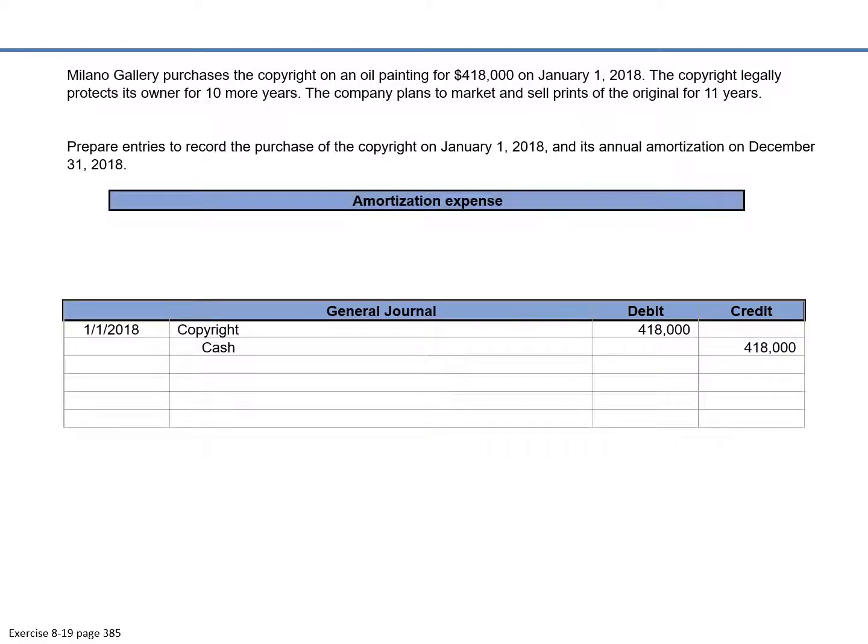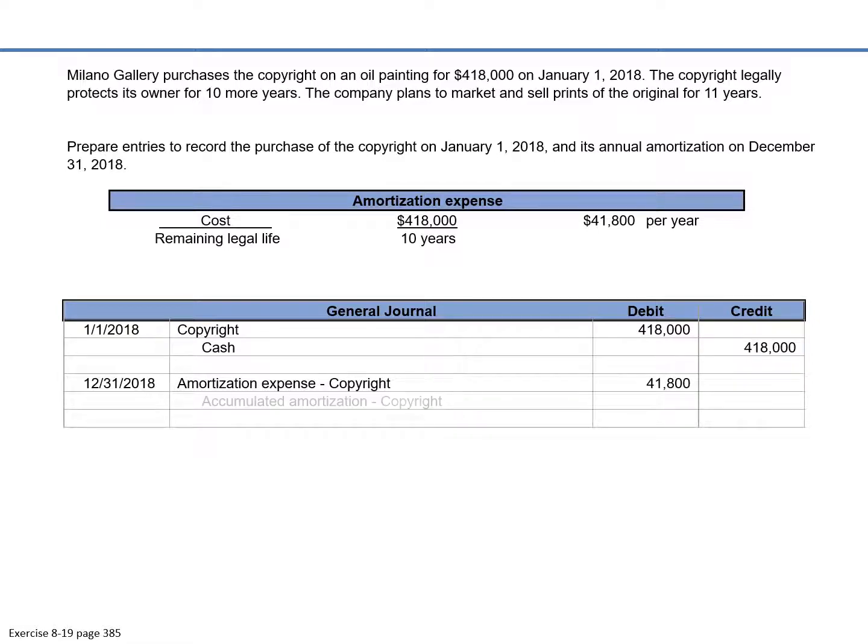Now we have to compute our amortization expense. Cost divided by remaining legal life: $418,000 divided by 10 years. It's $41,800 per year. So we're going to record amortization expense, debit of $41,800, and credit accumulated amortization, $41,800.